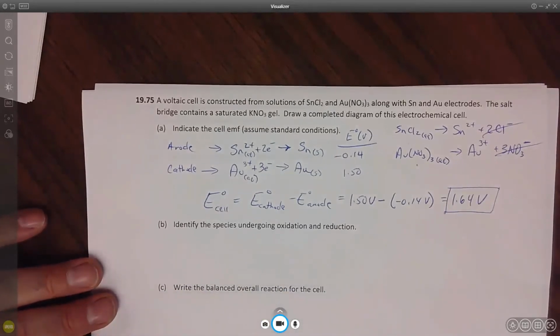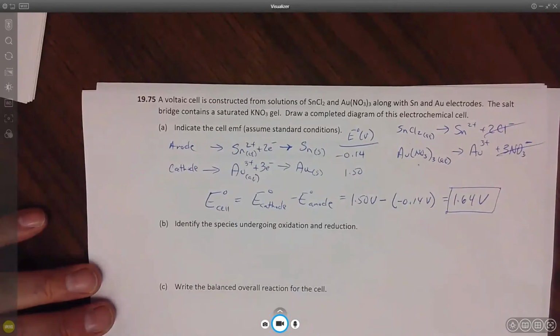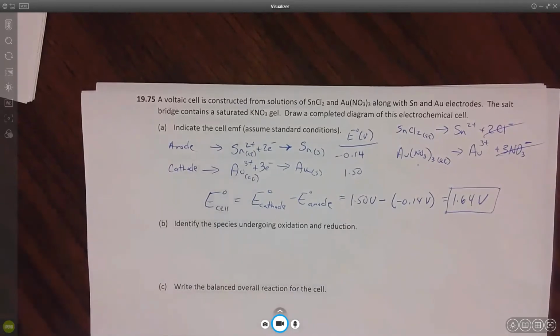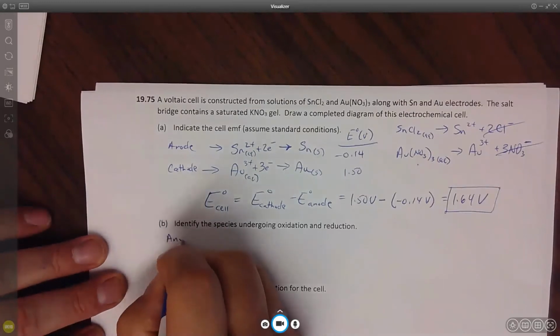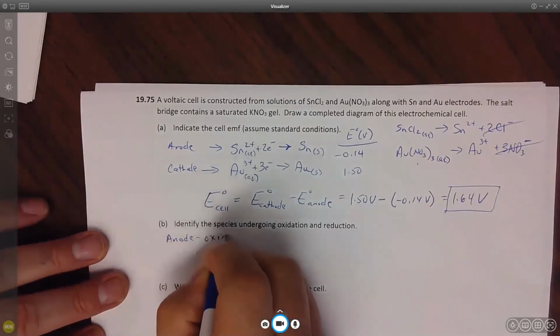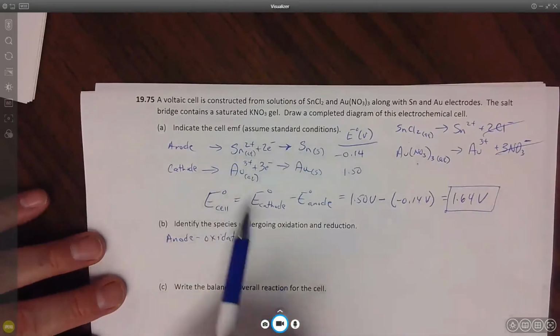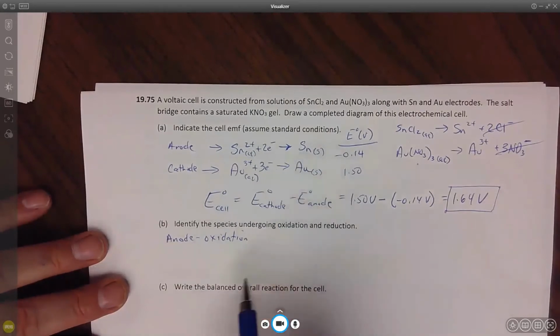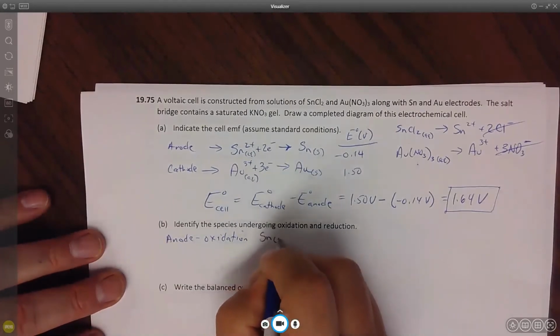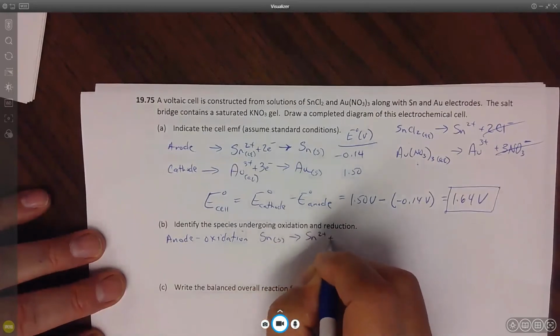Gold. I'm sorry, the gold would be going under oxidation. So gold is undergoing oxidation. Wait, no. I want you to think about alphabetical order, and I want you to think about vowels matching vowels and consonants matching consonants. So the anode is the oxidation. Anode, oxidation, right? They're both vowels. And so this isn't really what's happening. It's the opposite. It's the tin going to tin 2 plus and 2 electrons.